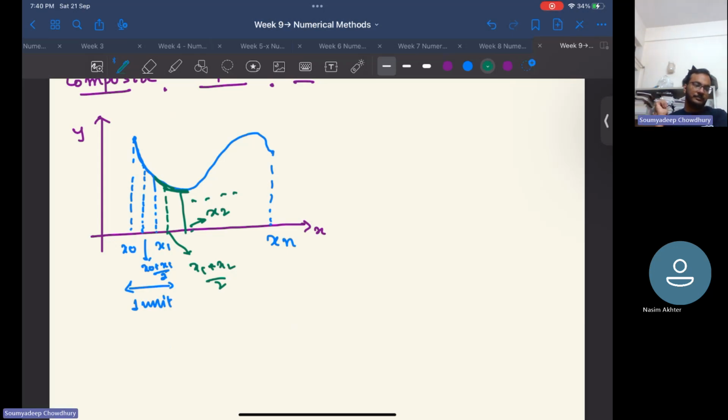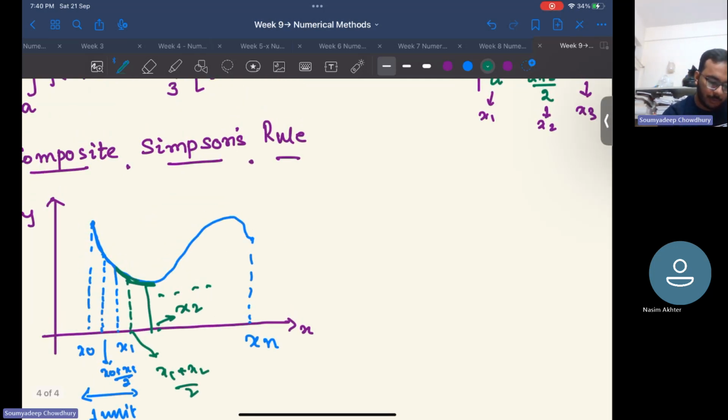Is it clear? Is there any way to determine how many subunits we will need? That will be given in the question. H will be basically given in the question, the step size, the discretization unit. That will be given in the question.